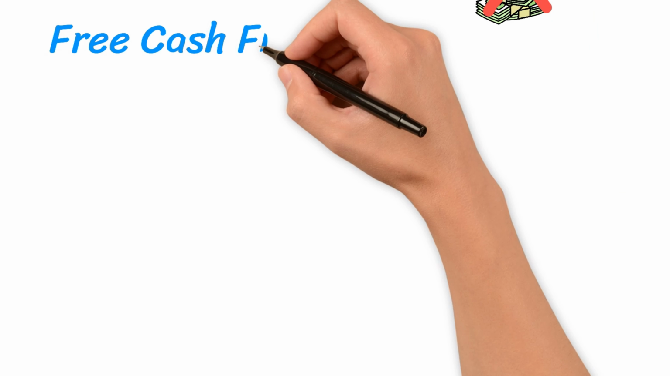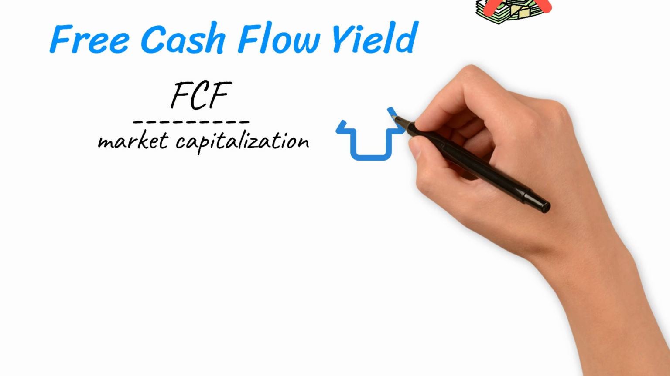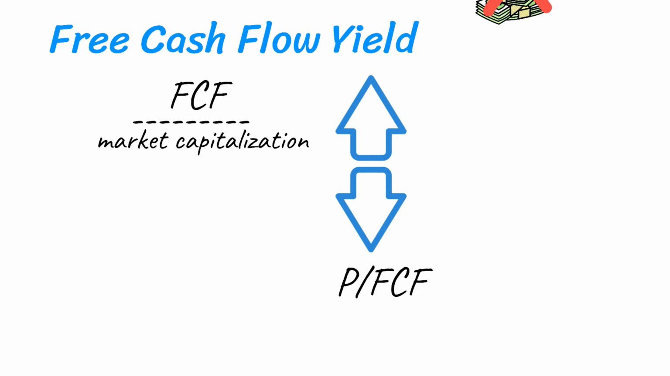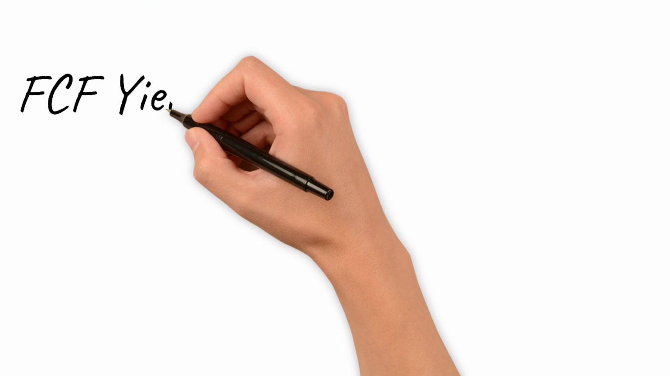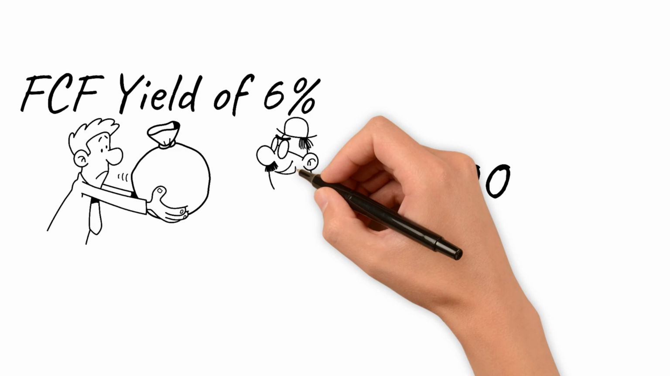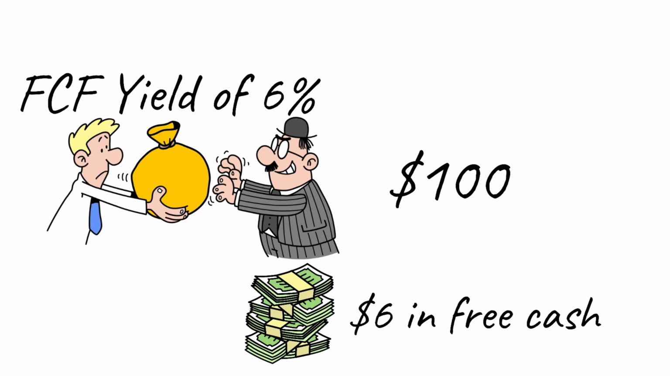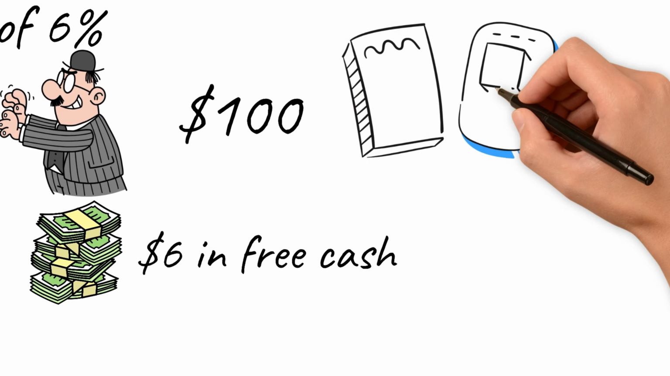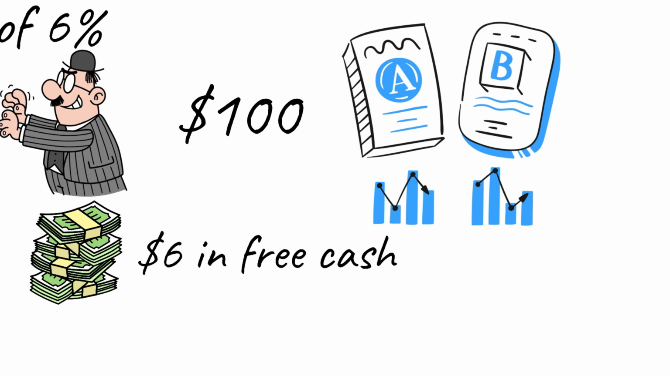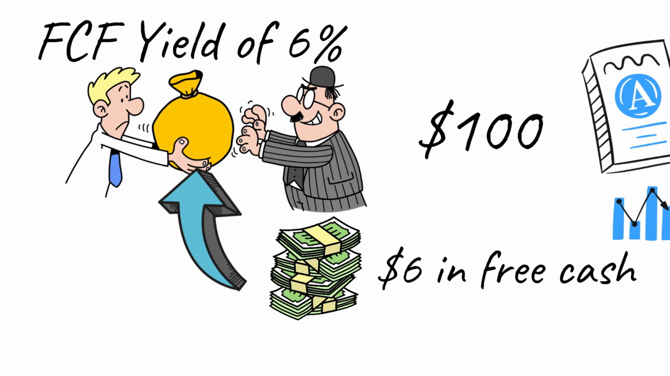Free cash flow yield divides FCF by the company's market capitalization. It's the inverse of P over FCF, expressed as a percentage. An FCF yield of 6% means for every $100 you invest in the stock, the company generates $6 in free cash. Compare this to bond yields or alternative investments. It helps you decide whether the stock's cash generation justifies the price you're paying.